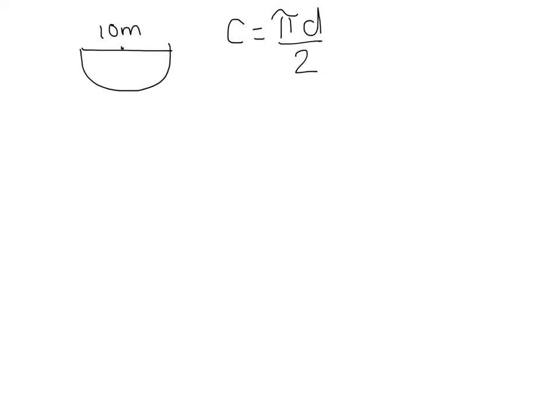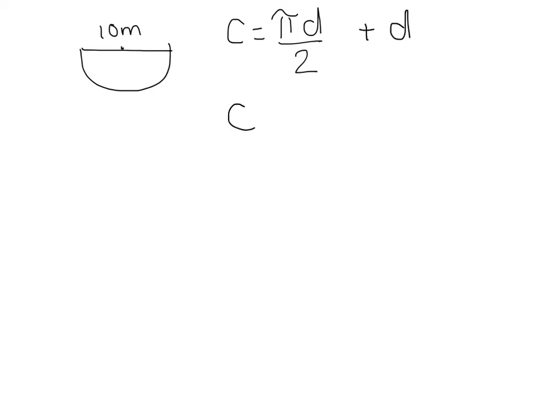However, if we have a full circle and I divide it by 2, as you can see, I have the curved part, but I do not have the straight part. So in order to work out the circumference or perimeter of a semicircle where I have a straight edge, I need to add that straight edge on. And of course, to do that, I need to add on the diameter. So to work out the circumference of a semicircle, I'll do pi d over 2 plus d.